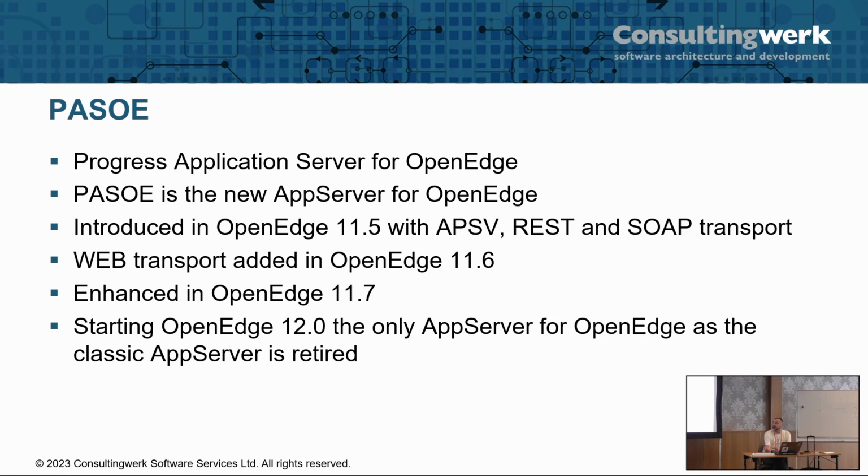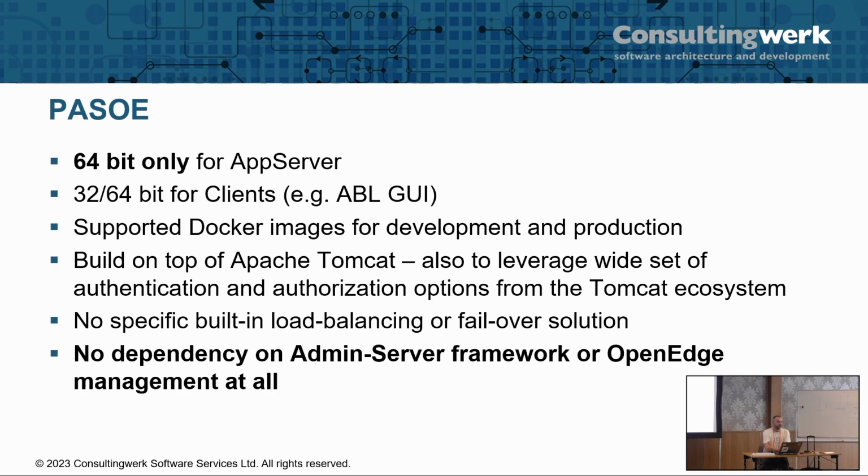Right, so that was introduced in 11.6 and it was enhanced and more stabilized in 11.7. Since that time, it's stable and robust. So starting with OpenEdge 12, only the PASOE is available as the classic app server is retired. The PASOE is 64 bits only. It can handle, though, 32-bit and 64-bit clients. The 32-bit client for OpenEdge 12 is still available.